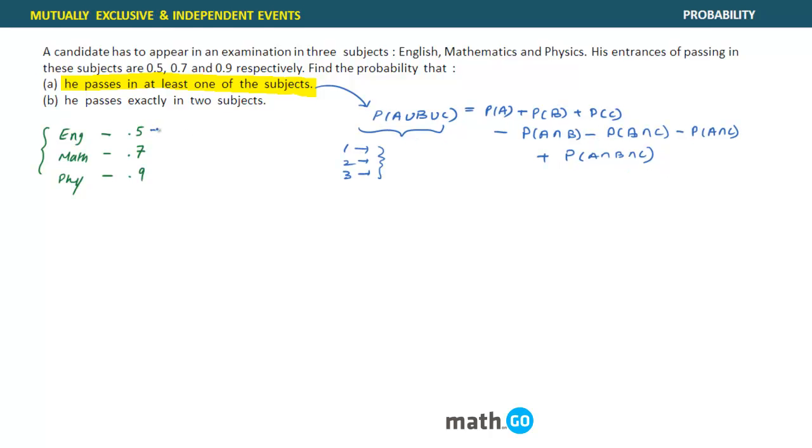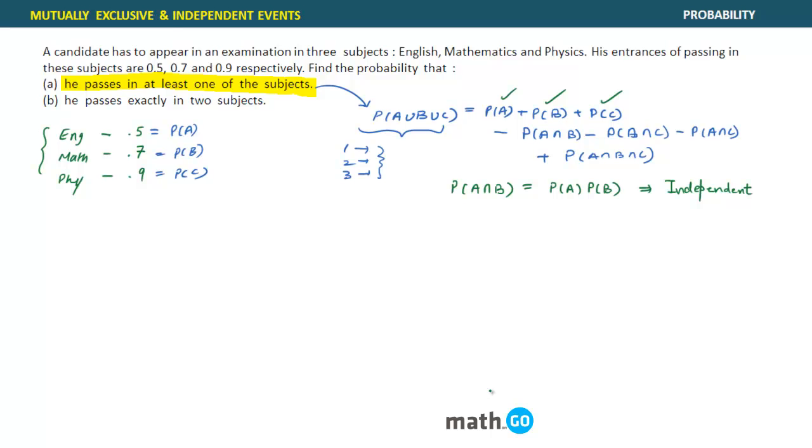You are already given PA, PB, and the third one is probability C. So these three are given to you. Now you want to find the remaining cases. It is given probability A intersection B. Now I can easily say that probability A intersection B is nothing but PA into PB, which is the definition of independent events. Why are they independent? Tell me why they are independent. Whether you pass in English is unrelated to whether you pass in maths or physics.